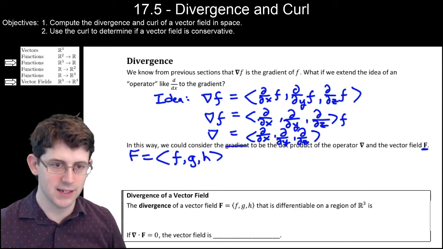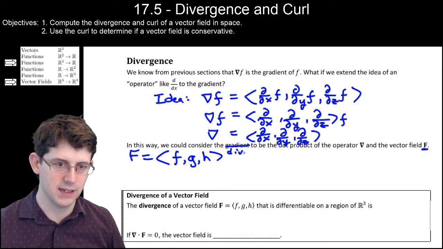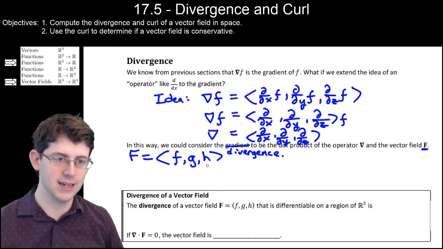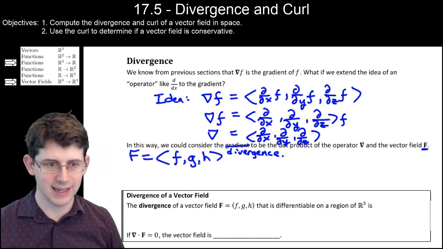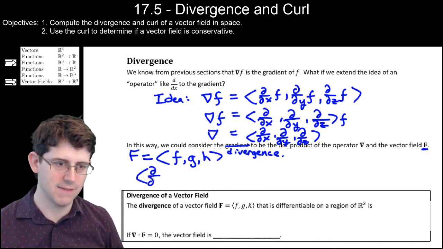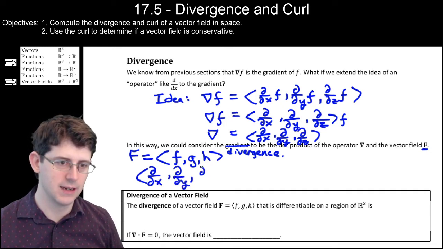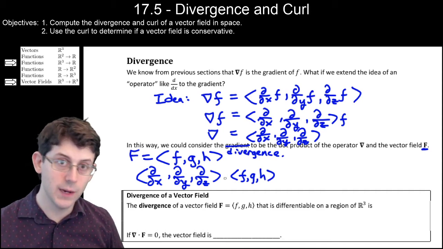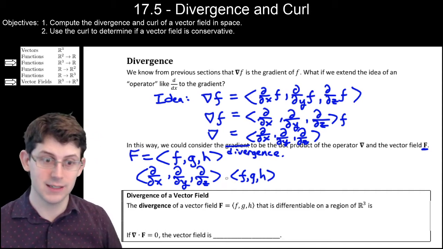These notes are incorrect here. This should say the divergence. How could we make this del operator interact with this vector field? I can't just multiply them. They're both vectors. I have this partial x, partial y, partial z, and I've got f, g, h. How can I make them interact? There are 2 ways to multiply vectors together: the dot product and the cross product.